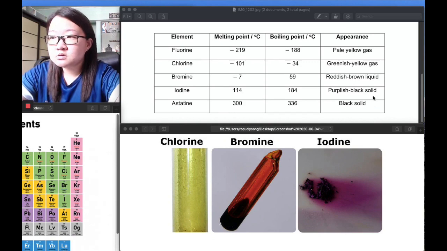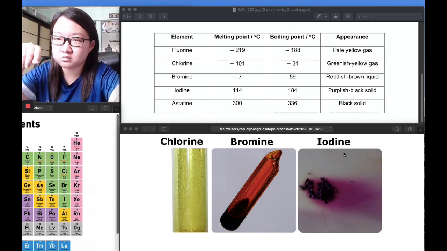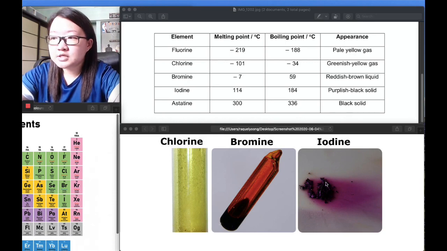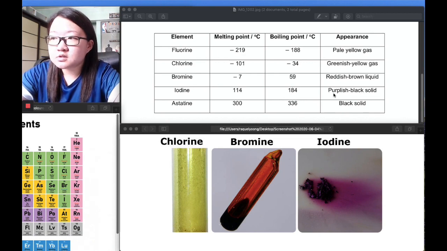For iodine, very commonly we hear about iodine solution, but please take note that iodine solution is different from elemental iodine, because iodine solution basically just means you take iodine and dissolve it into a solvent. That's why you form iodine solution. So you might be thinking, shouldn't iodine be brown? Not really. Iodine solution is brown, but the iodine I2 molecule itself is a purplish black solid.